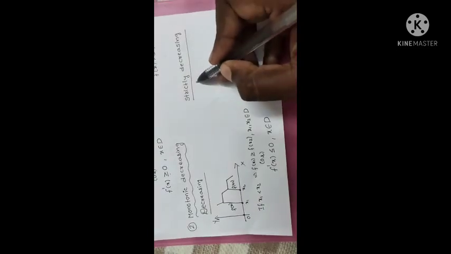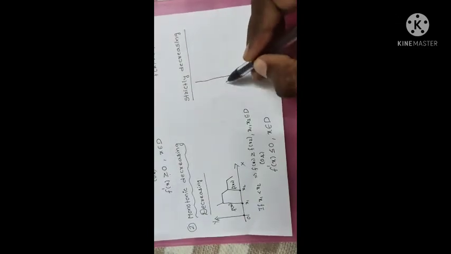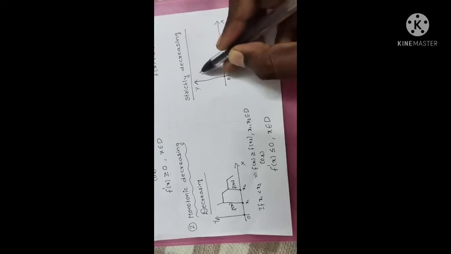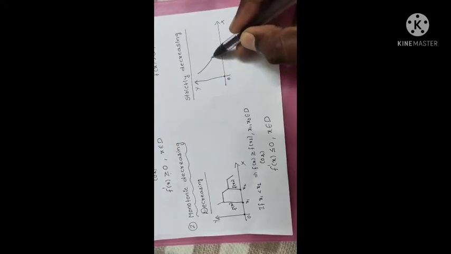Now what about the strictly decreasing function? For the strictly decreasing function, I will draw the graph. This is the x-axis and y-axis and this is the origin. This is the steadily decreasing function graph.